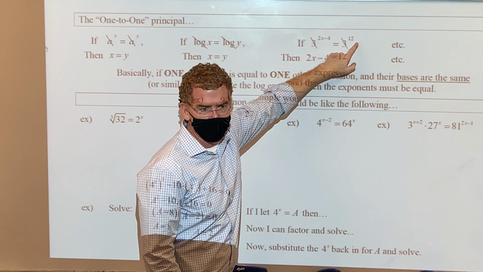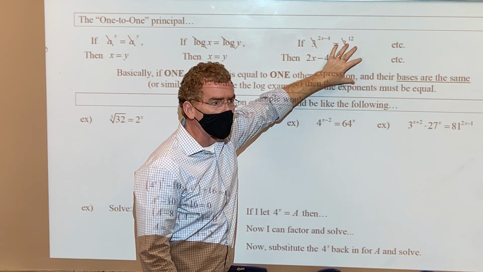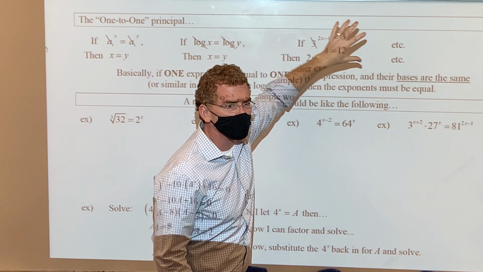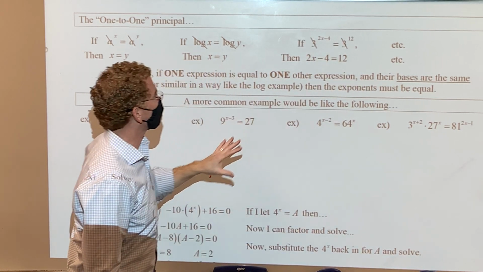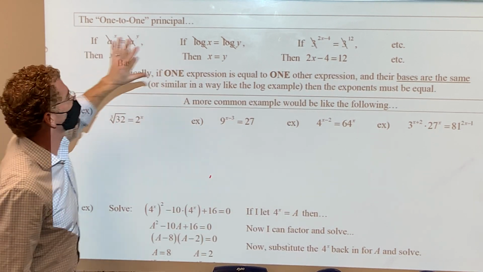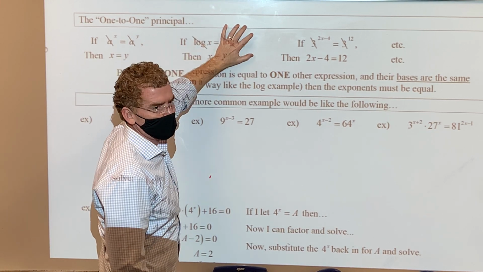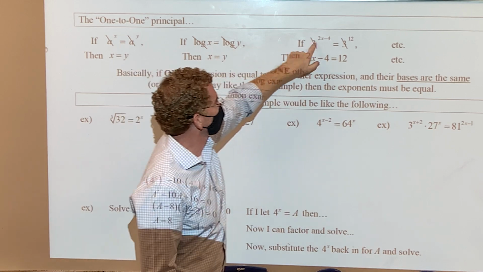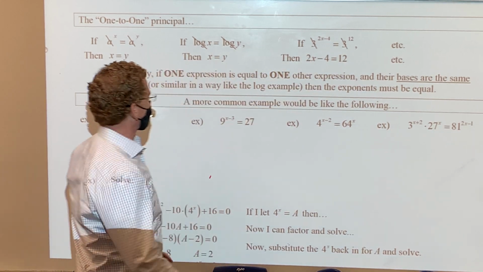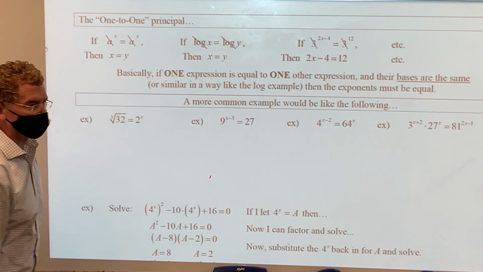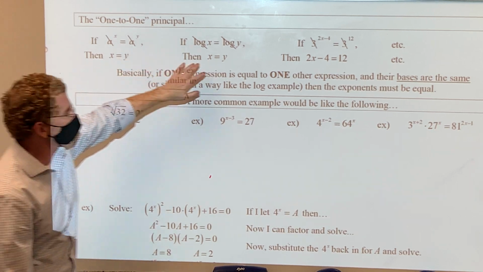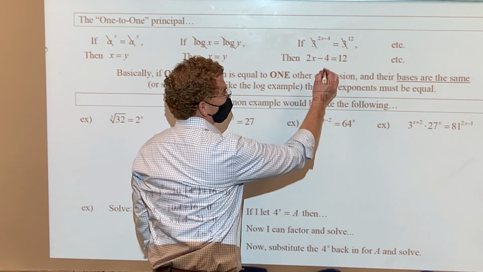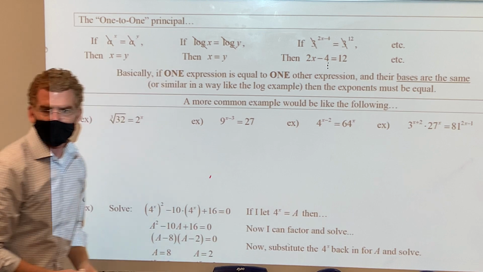That would have to equal that. Does that make sense? Now, this is called the 1-to-1 principle. The 1-to-1 principle says, if everything on the left and the right looks identical, with the exception of 2 things, right? This thing and this thing, then I can set those 2 things equal to each other. And you can see that I did that on all of these. And then if I needed to, I could keep solving.